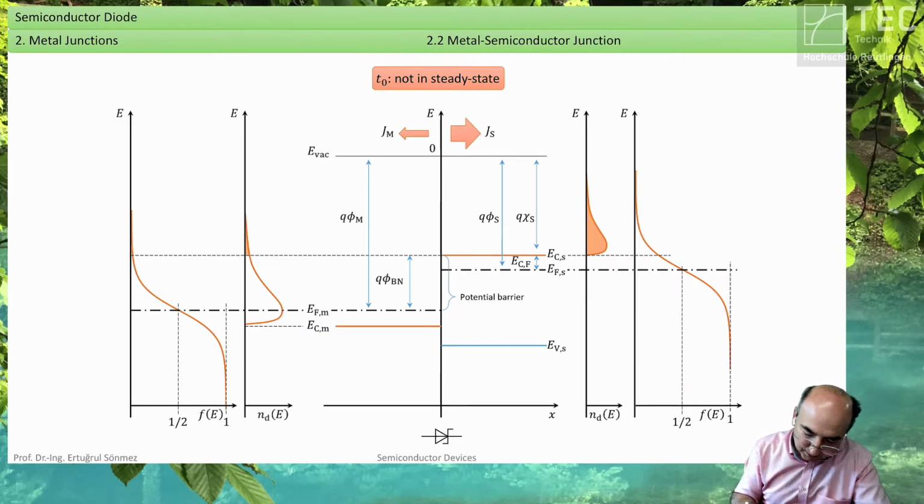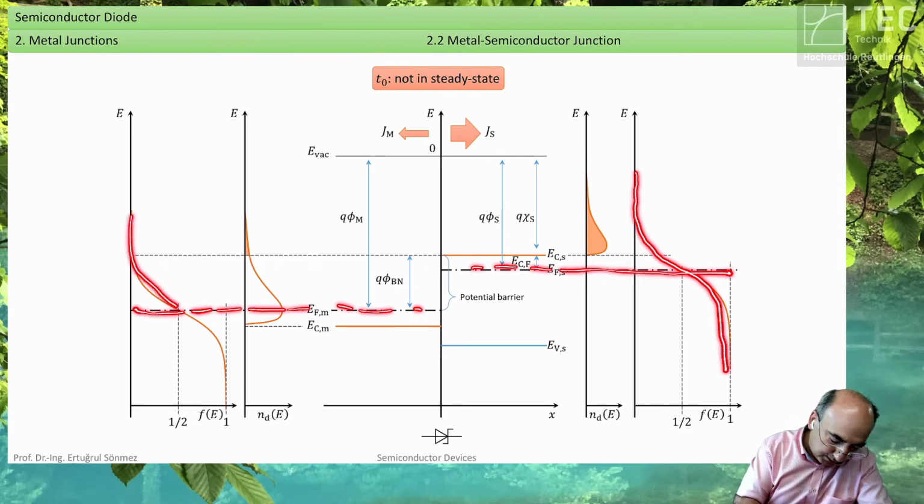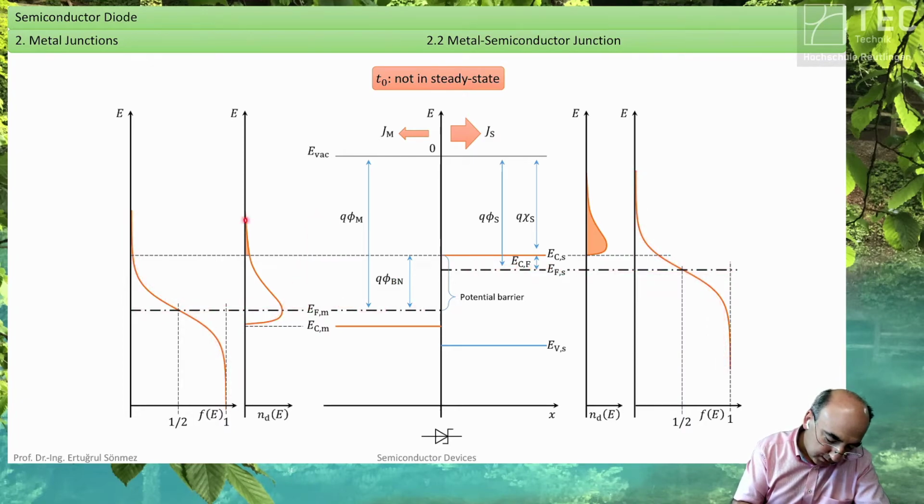Okay, so let's take a look at the Fermi-Dirac statistics for the semiconductor and the Fermi-Dirac statistics for the metal. If we combine them with their density of states, we get this amount of electrons in the metal which are above this barrier, and in the semiconductor, we have this amount of electrons.